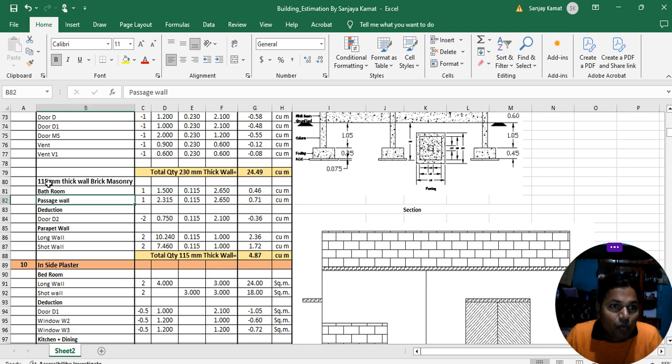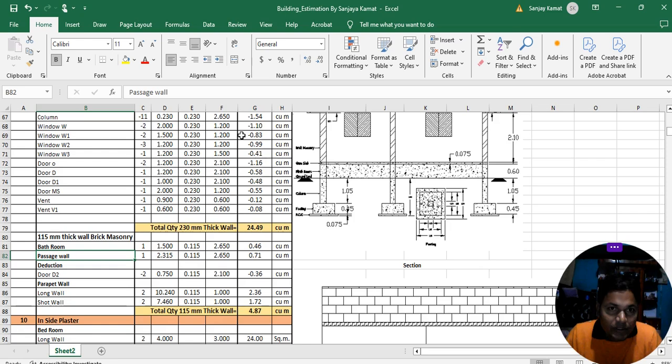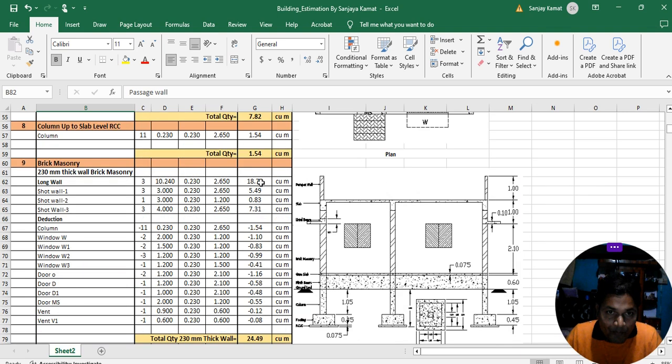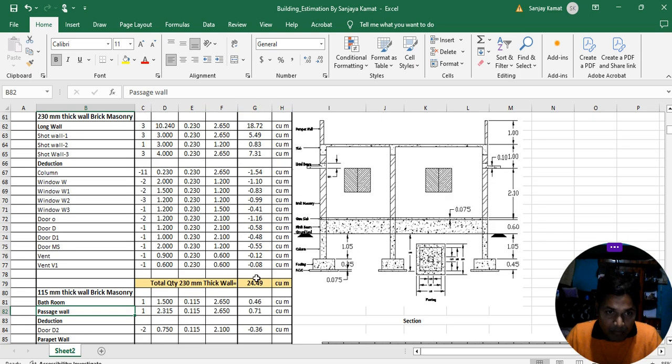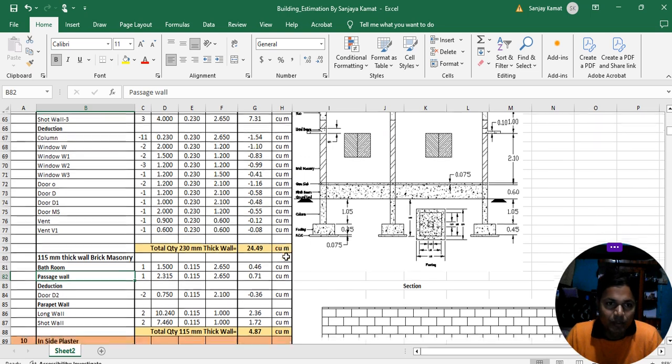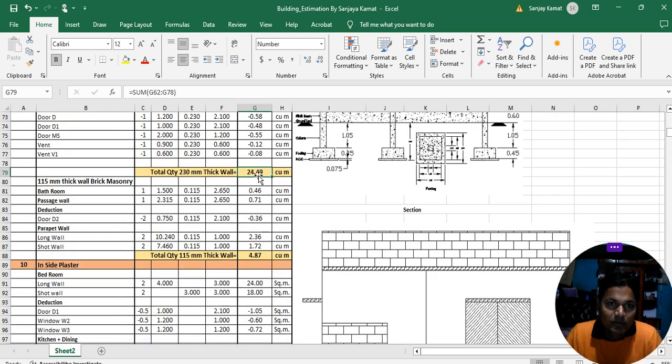Okay. So now we are working. See, we got this. And now what you do is sum all these deduction values. After adding these values, how much will the quantity come? Quantity will become 24.49 cubic meter, okay? If it does not come, you can ask me any question.